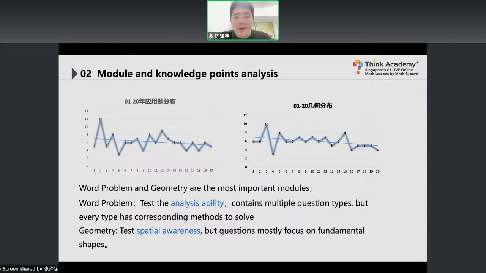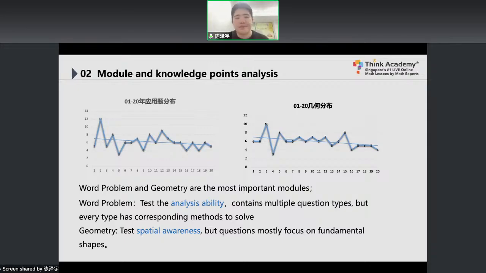For geometry, the geometry will test spatial awareness. One important knowledge point is the circle and the Pythagoras theorem. This is also knowledge that you will not learn in primary school. So this is Math Olympiad material.